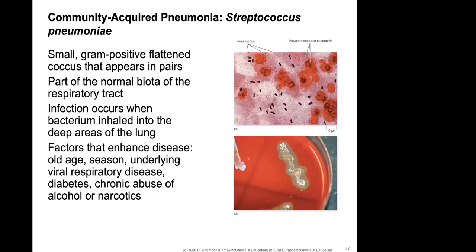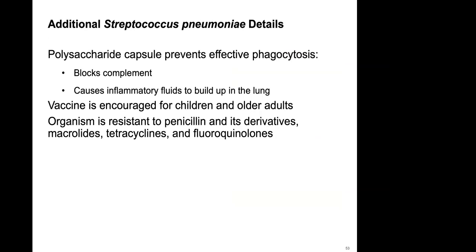We have community-acquired pneumonia. This is caused by Streptococcus pneumoniae. Factors that enhance the disease are old age, season, underlying viral respiratory disease, diabetes, and chronic abuse of alcohol or narcotics. There is a vaccine for Streptococcus pneumoniae, and it's recommended for diabetics. It's also recommended for older patients over the age of 65.